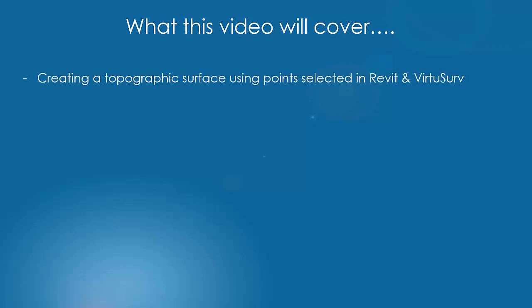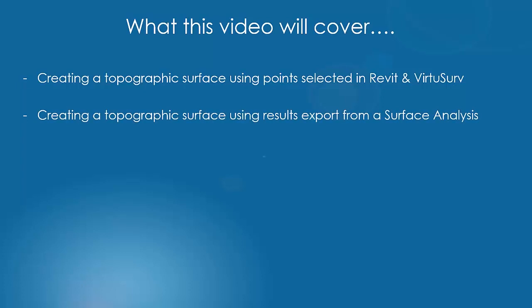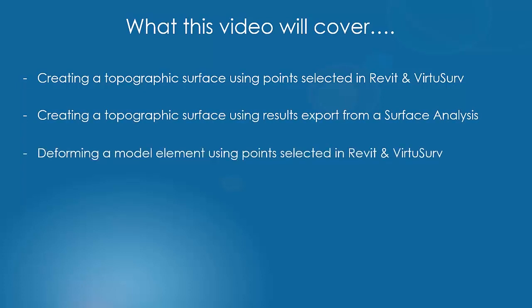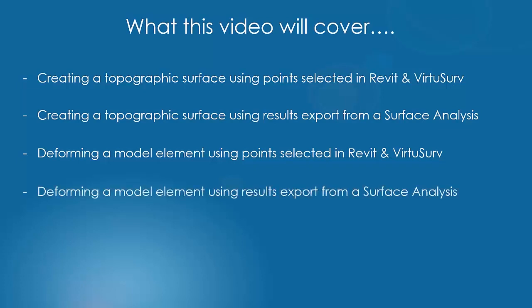In this video we're going to look at creating a topographic surface using points selected in Revit and VirtuSurv, creating a topographic surface using results exported from a surface analysis, deforming a model element using points selected in Revit, deforming a model element using results exported from a surface analysis, and finally clearing the point sense data from the model.